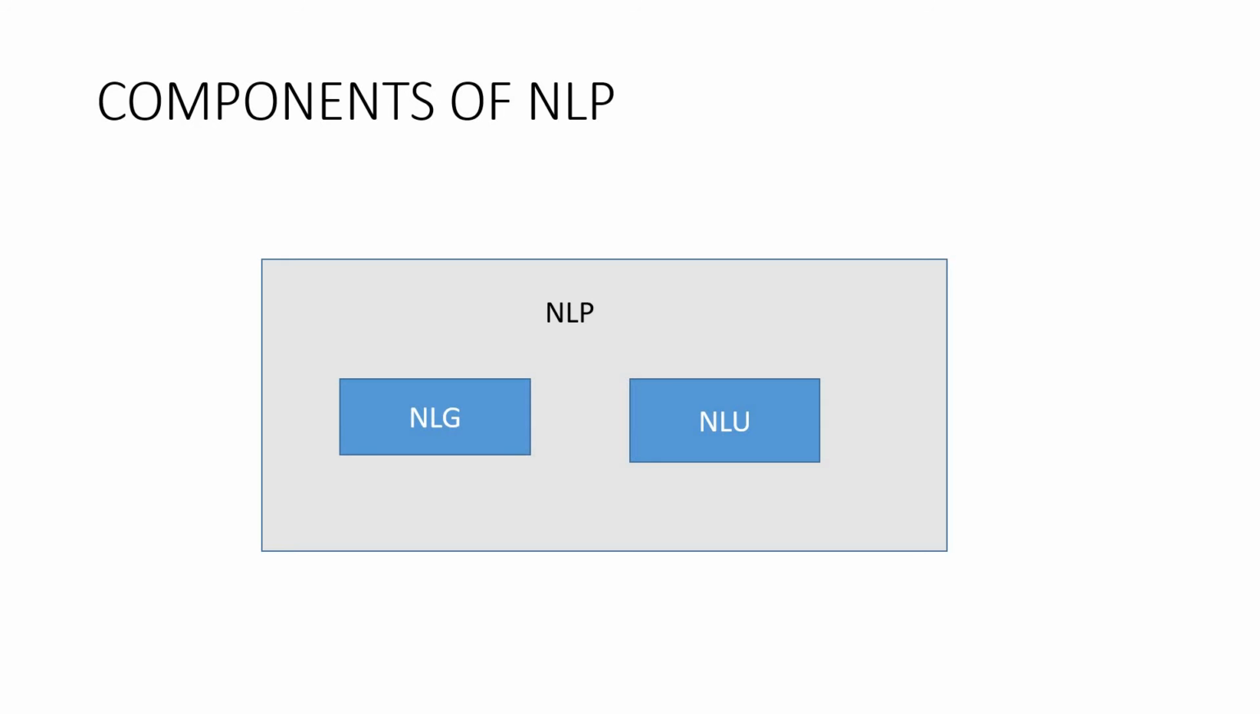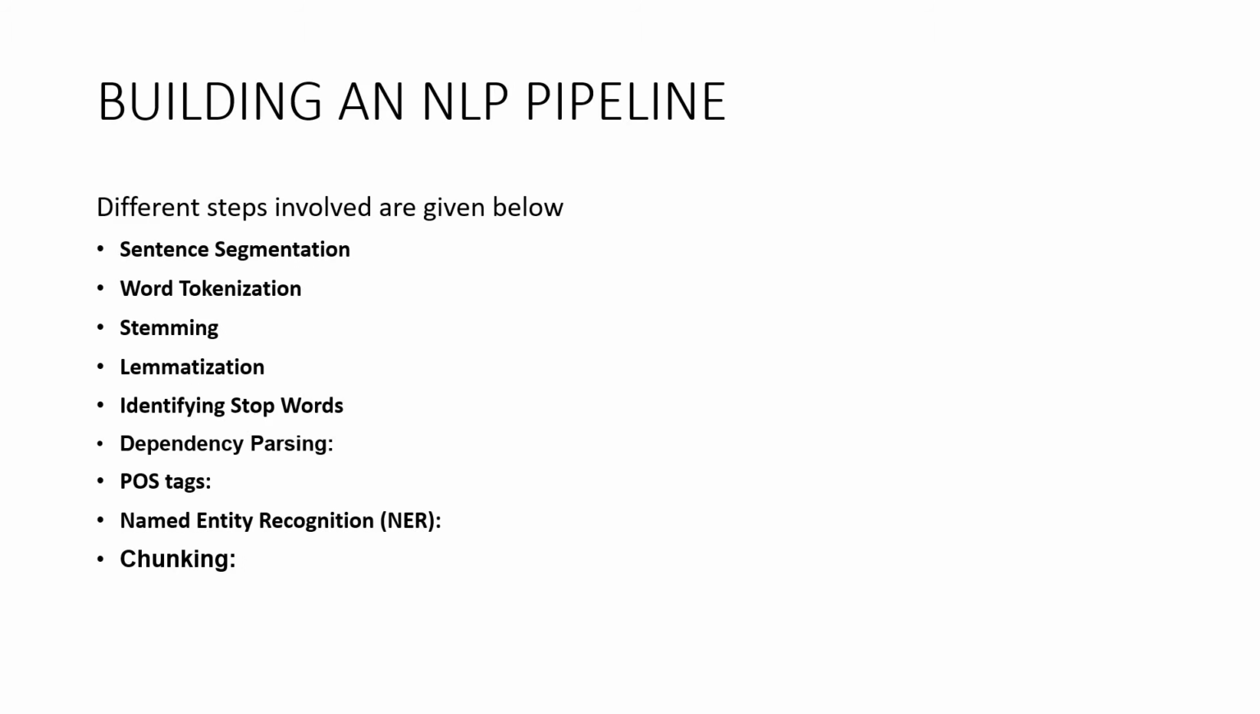This is a pictorial representation of the components of NLP. We already discussed these steps to be followed while building an NLP pipeline: sentence segmentation, word tokenization, stemming, lemmatization, identifying stop words, dependency parsing, POS tags, named entity recognition, and chunking. We have separate videos for all these steps.